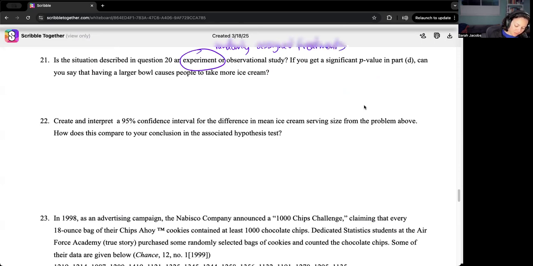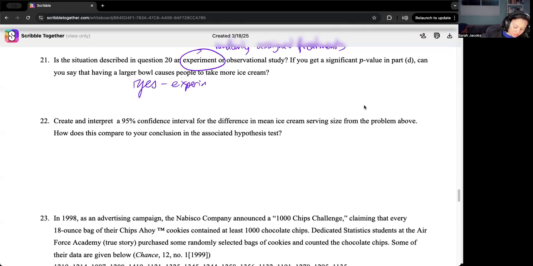It's not like the most perfect of experiments, but it's definitely an experiment. We didn't just collect data after the fact. If you get a significant p-value in part D, can you say that having a larger bowl causes people to take more ice cream? Actually, yes.